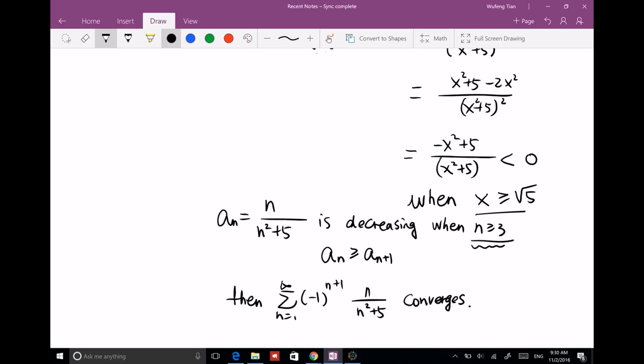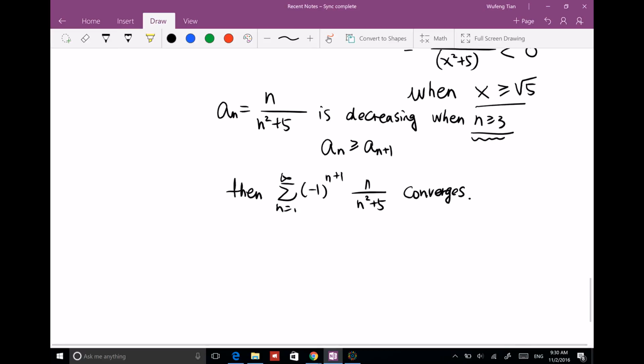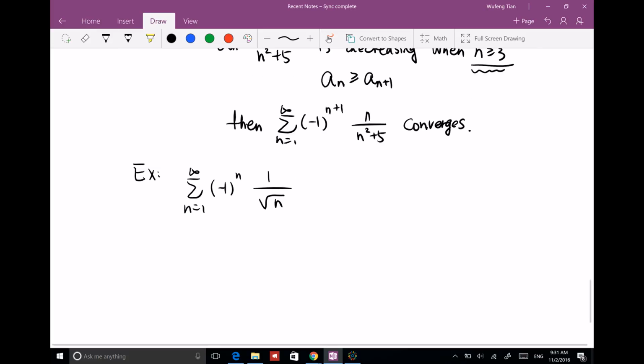Alright, so one more example. The sum from n equals 1 to infinity of negative 1 to the power n, 1 over square root of n.